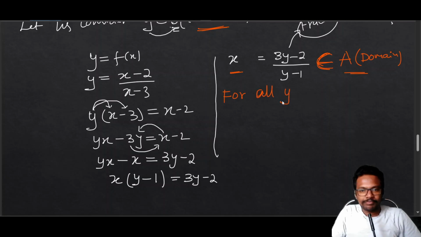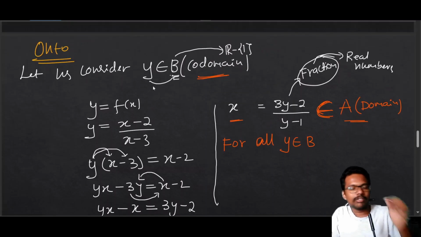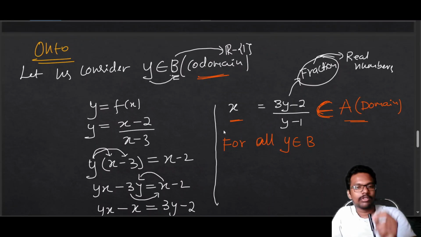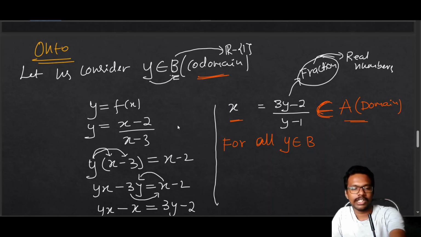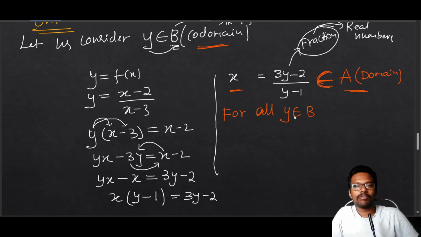For all y belongs to B. Same here, what we have considered for each y, we have to mention for all y it will satisfy. We have to conclude for all y it will satisfy, then we can say f is onto. Here we have considered only one y, so this concept will apply for any y. We have to mention that sentence. So for that sake we are writing here, for all y belongs to B.